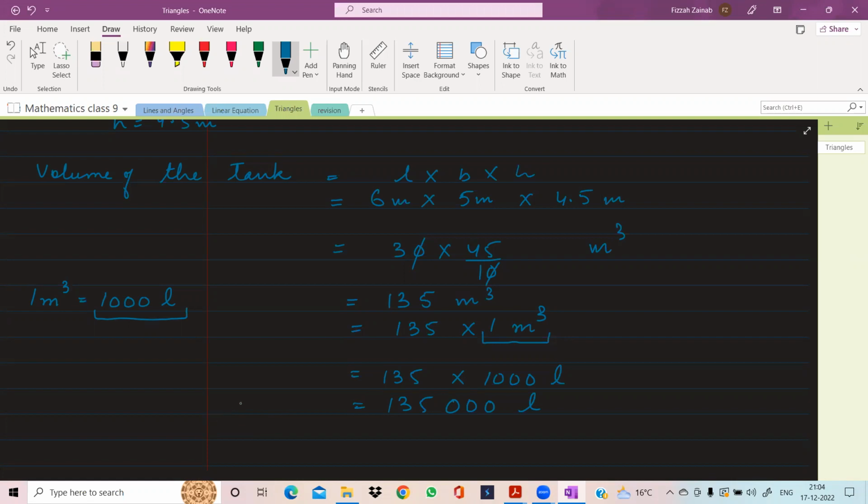Because in the question it is written how much water it can hold, you can conclude with a line. So the tank can hold 135,000 liters of water.